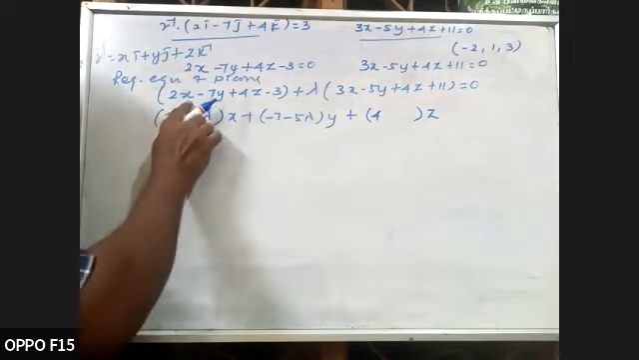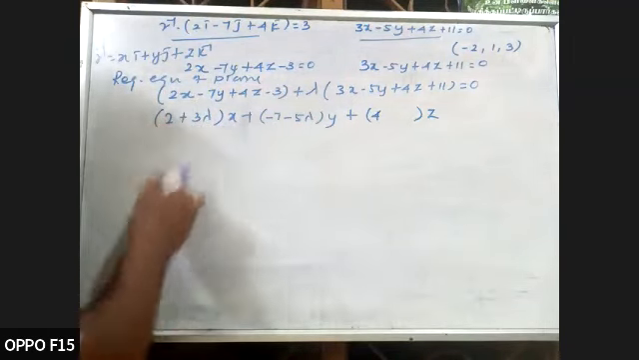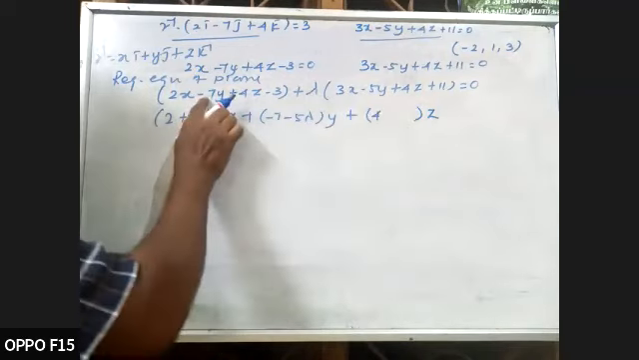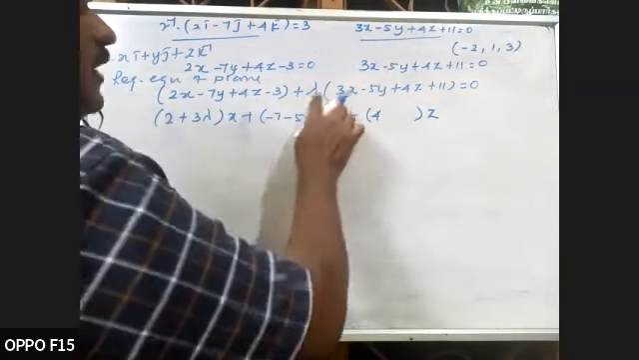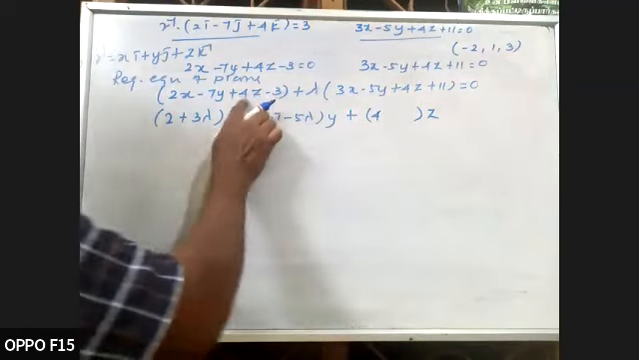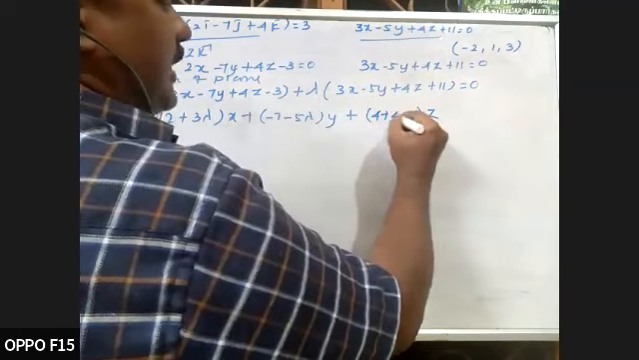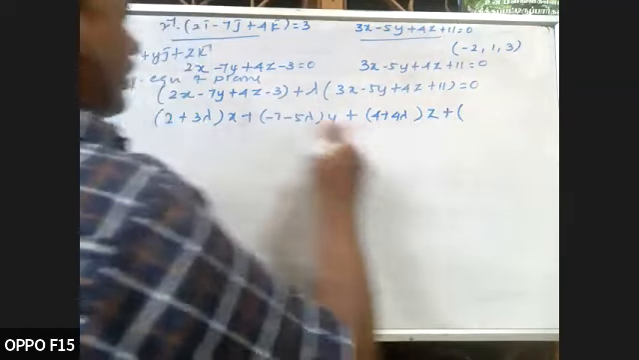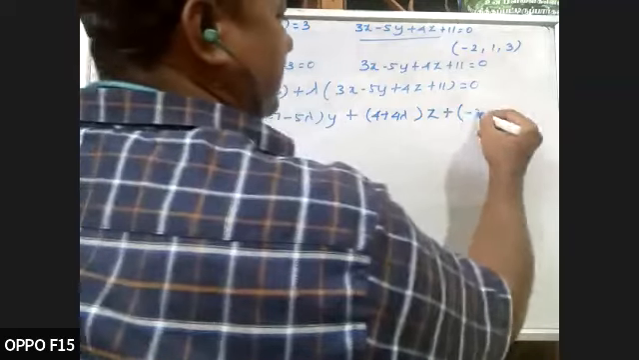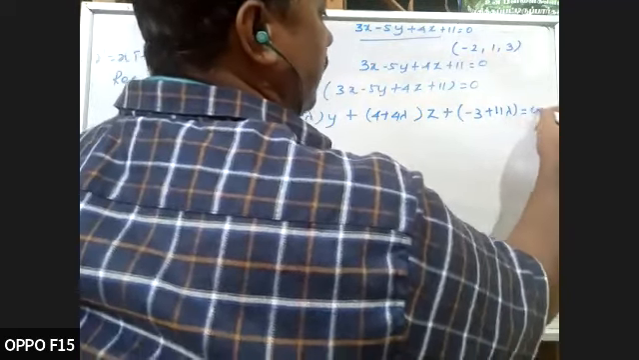I am just taking x common. Here we have 2, and here 3 lambda. If I take y common, here we have minus 7 and here minus 5 into lambda, minus 5 lambda. Next I am taking z common. Here the z value is 4, and here 4 lambda. Then the constant term: here the constant term is minus 3, and 11 into lambda, which is plus 11 lambda, equal to 0.